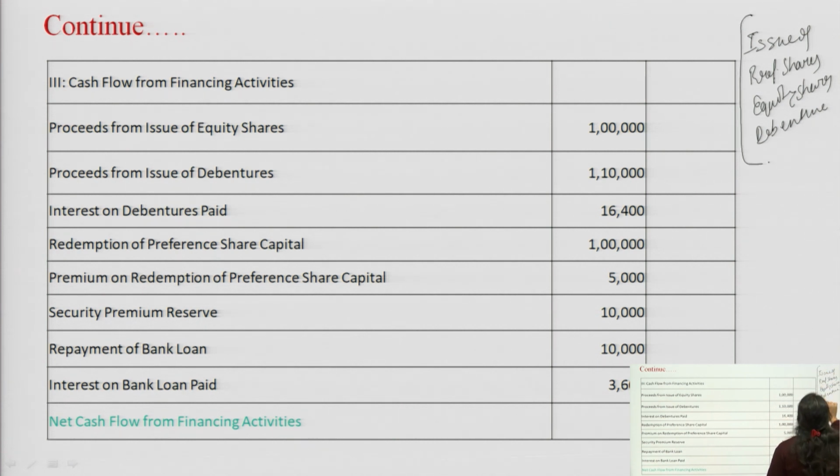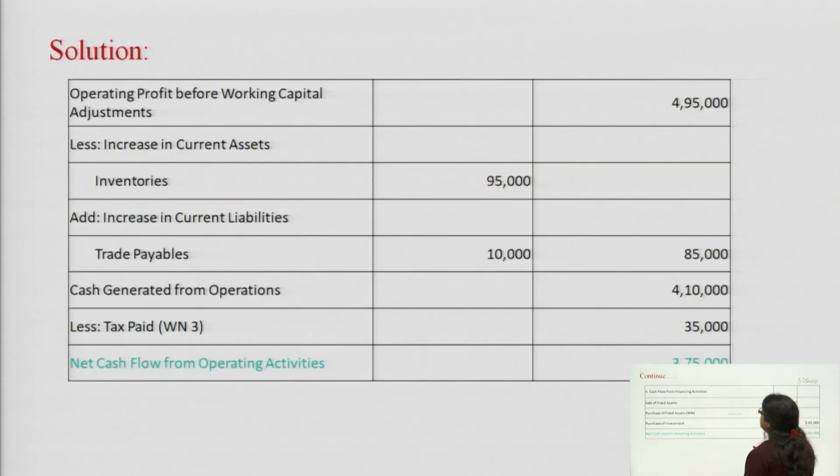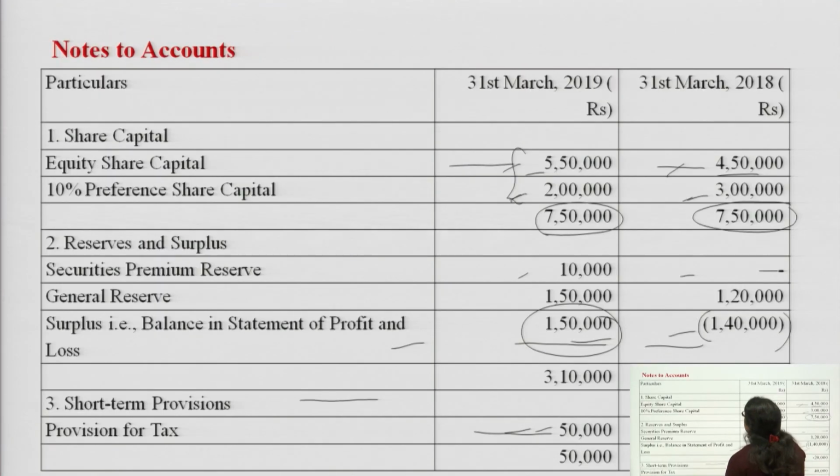We will check the issue, because by the issue the cash inflow will be there. It will increase our cash. It will be cash inflow. For the cash outflow we need to check whether there is any redemption of preference shares, debentures or any equity shares. We need to check it. Before going to this, let us go back to the balance sheet.